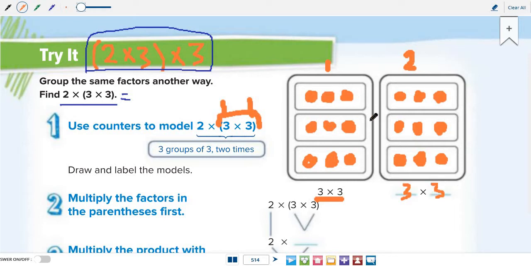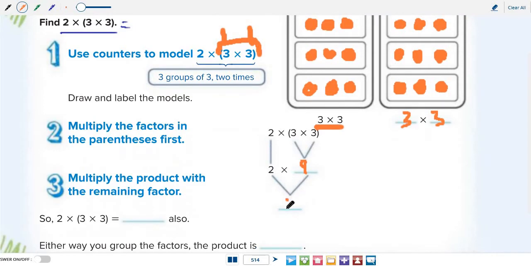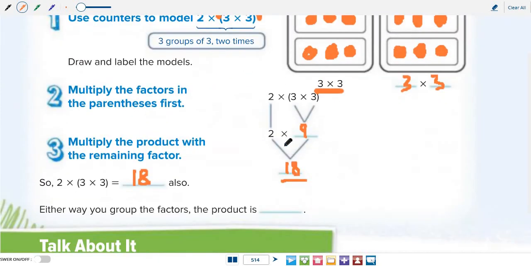Now let's see how many counters we have in all. Just as we said, we can find the product of the factors between the parentheses. So 3 times 3 equals 9. 2 will be the same. So now 2 times 9 equals 18. So 2 times 3 times 3 equals 18. Notice that we get the same answer, grade 3. In the build-it activity, the product was 18. And now it's 18 again. So either way you group the factors, the product is 18.